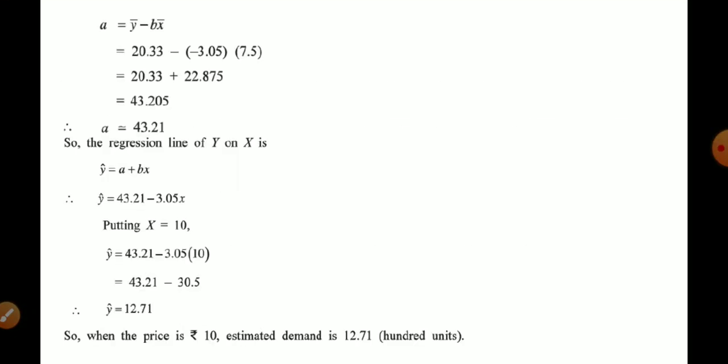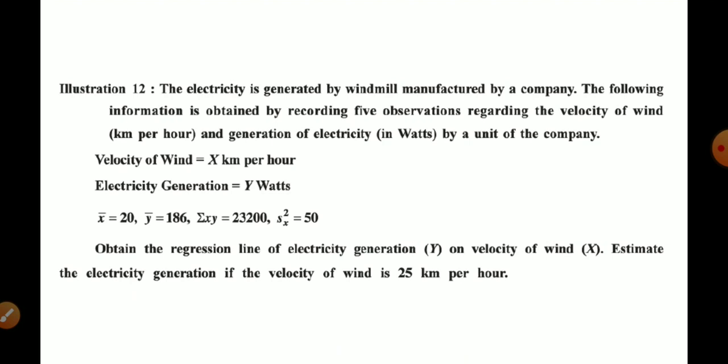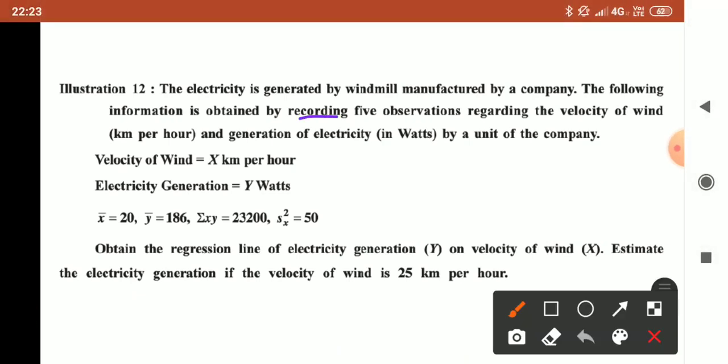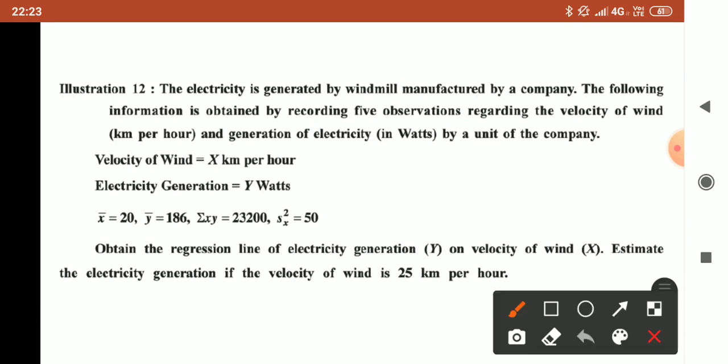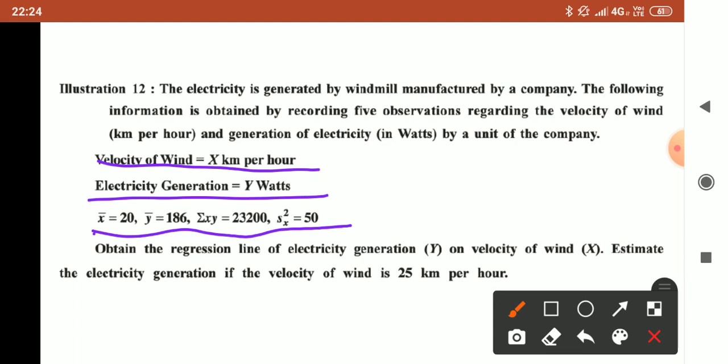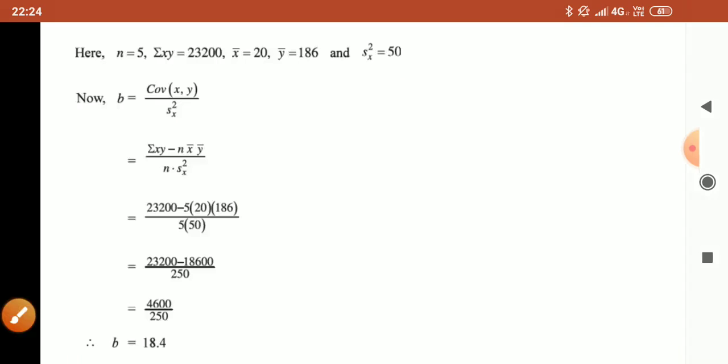Now we will see another sum based on this concept. Here the electricity is generated by a windmill manufactured by a company. The following information is obtained by recording 5 observations. That means your n equals 5. Velocity of wind x is in kilometers per hour. Electricity generation y is in watts. You have been given x bar, y bar, sigma xy and sigma x square. So by using all this, we will solve this sum.